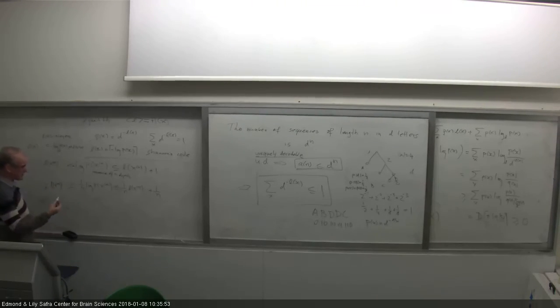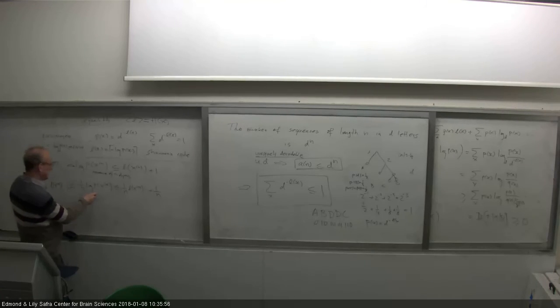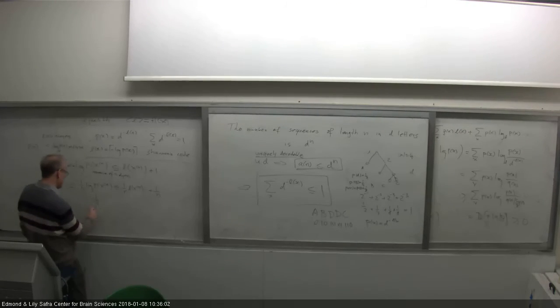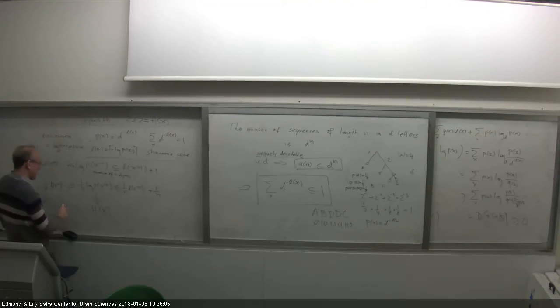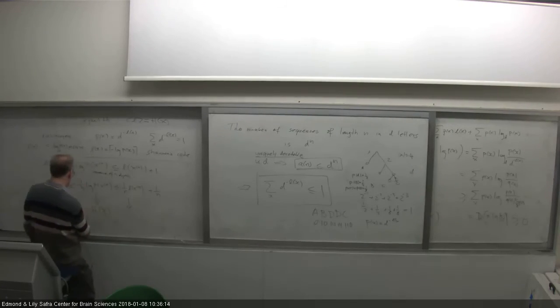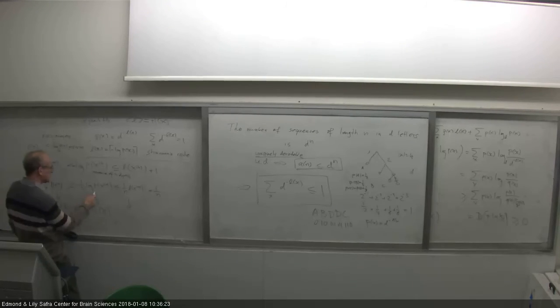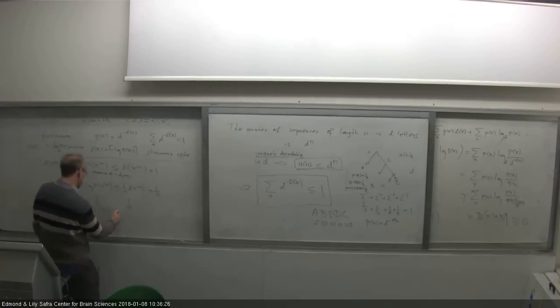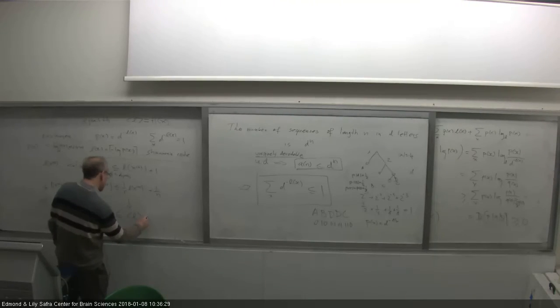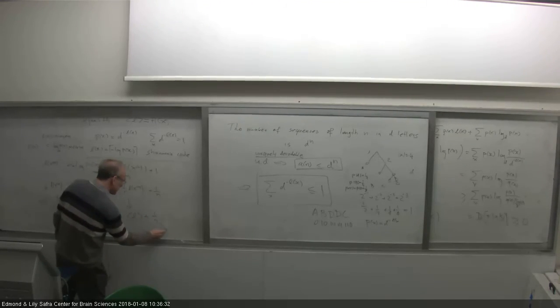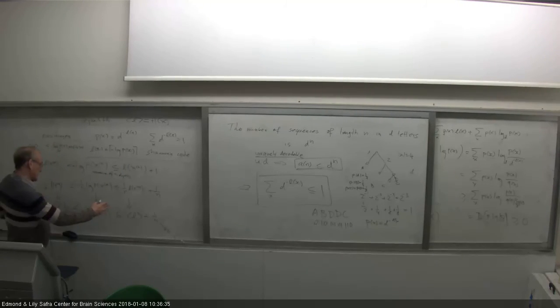Okay, now I'm using exactly the same argument I used before. This is going to converge to what? When n is large? To the entropy. And this is going to converge to the average L. So I'm going to have that the entropy is greater than the average L and less than the average L plus 1 over n, but this 1 over n goes to 0. Okay, so I got a sandwich.